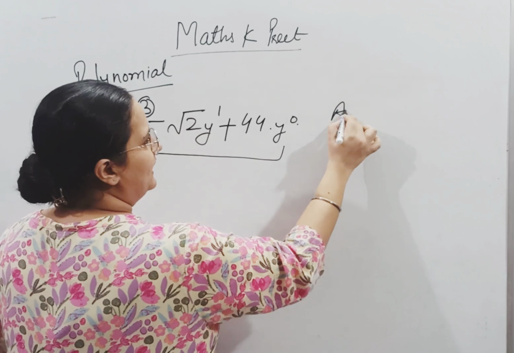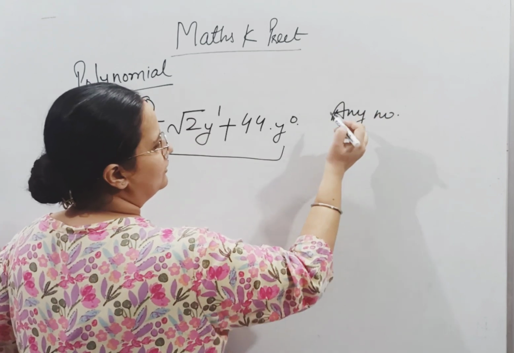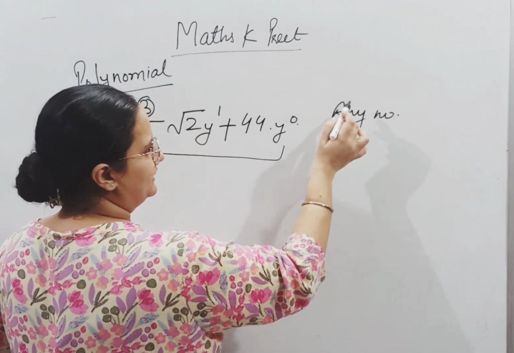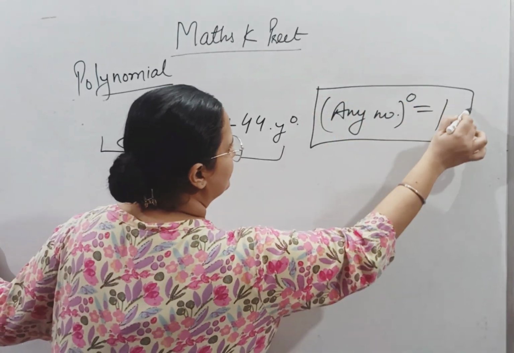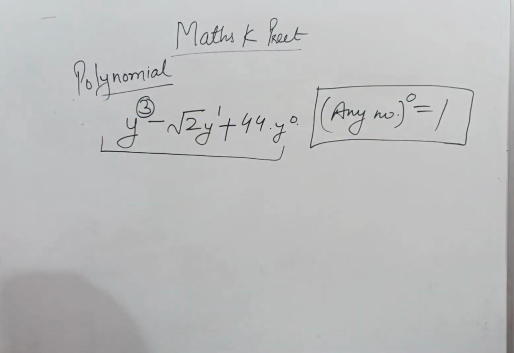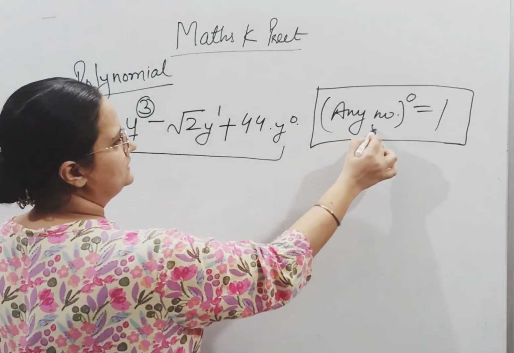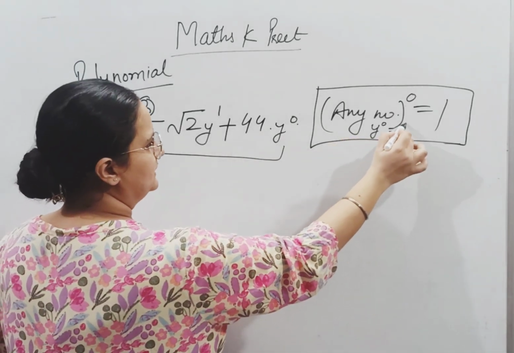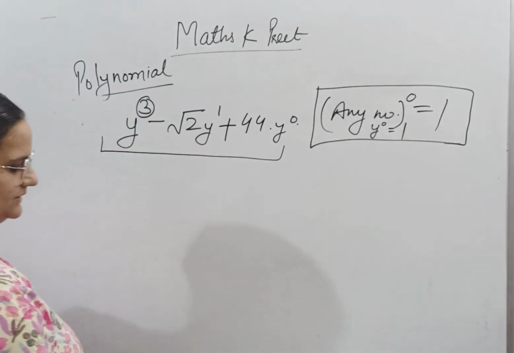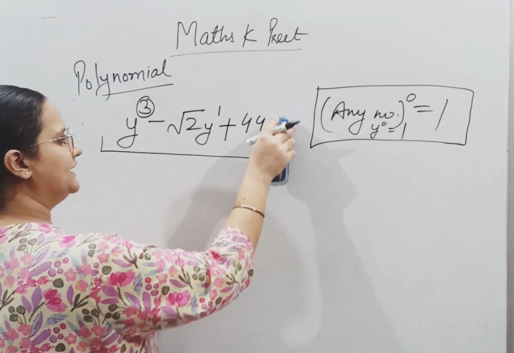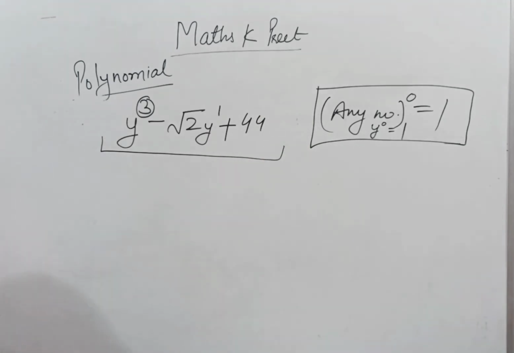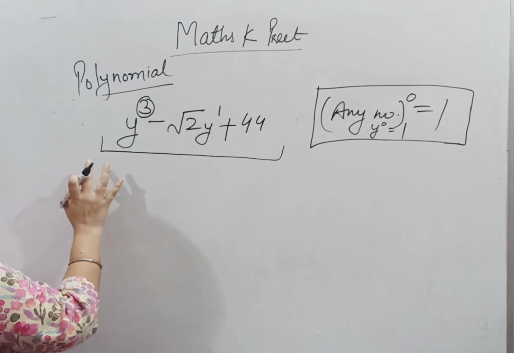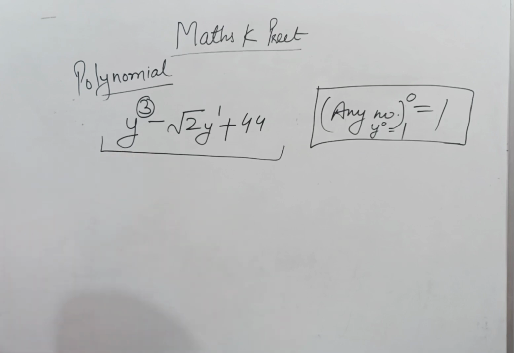I am writing here: any number or alphabet or anything raised to power 0 is always 1. You can note this down. Any number raised to power 0 is 1. So here y raised to power 0 is also 1. So generally we don't write it because the value is 1. So 44 into 1 is 44. We need not write it. So this is clearly fitting into the definition of a polynomial. Yes, this is a polynomial in variable y.